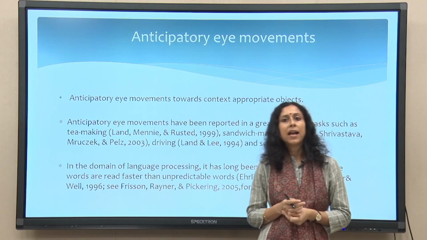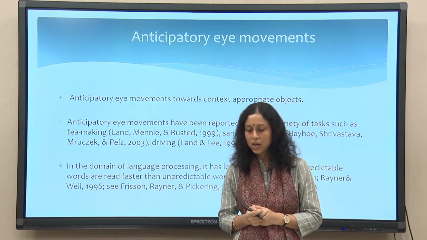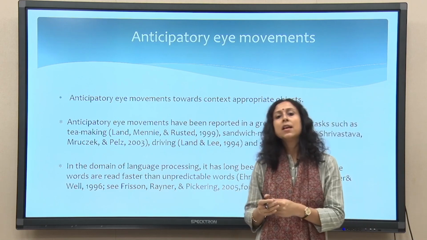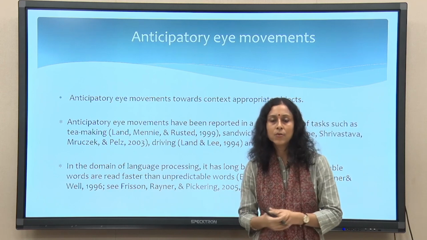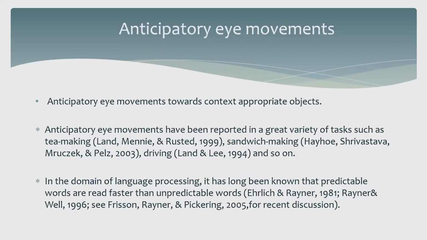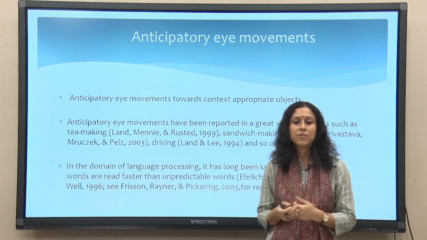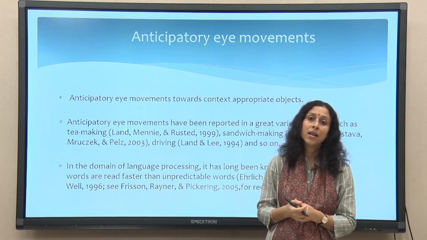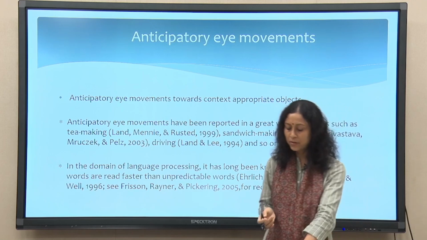Then anticipatory eye movement is yet another very fascinating area of research. Anticipatory eye movement basically refers to moving the eyes to a place where you anticipate something to happen. It is context-dependent visual processing. So, this has been utilized in many other areas of vision research. A lot of anticipatory movements have been reported in all kinds of different tasks like tea making, sandwich making and driving and so on and so forth. Driving, of course, is a very interesting area where anticipatory eye movements are very crucial.